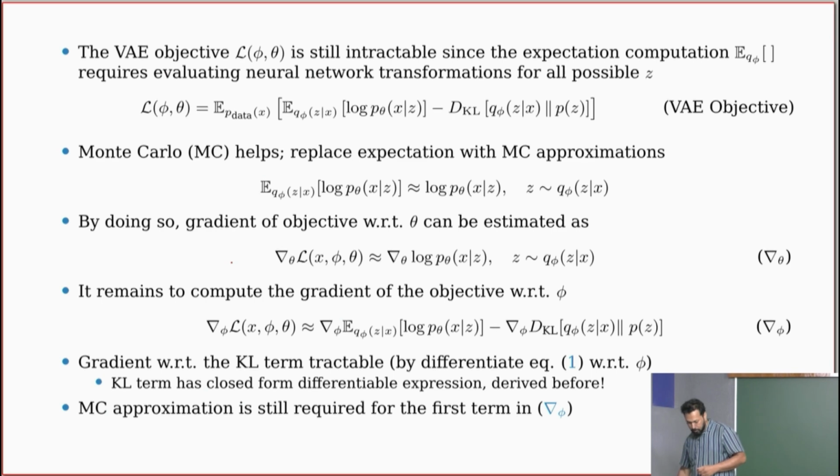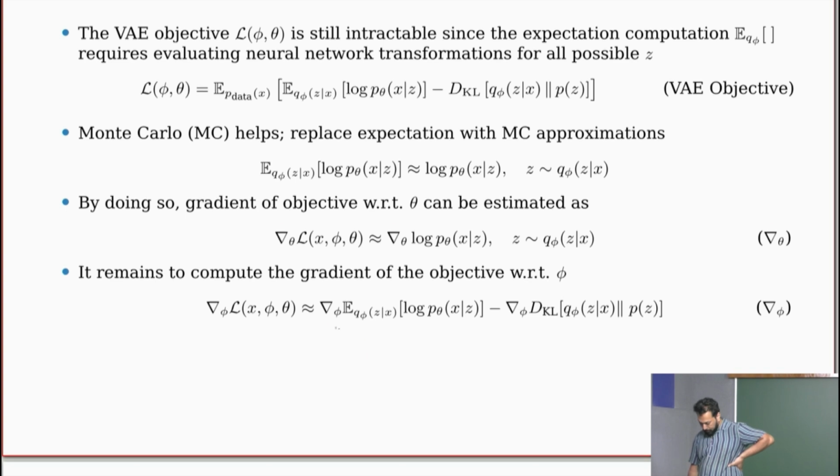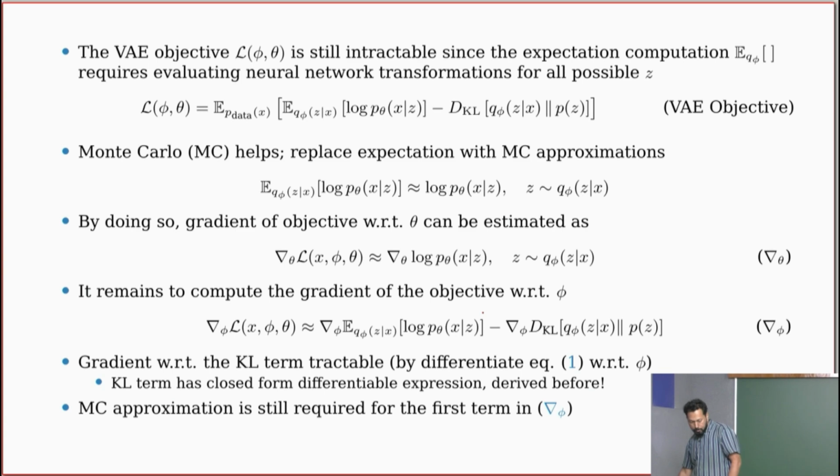Grad phi is also there in the first term. So this is our grad theta, and now it remains to compute the gradient of the objective with respect to phi. For the second term I won't be worried, as I said, because it has an explicit form. But for the first term, Monte Carlo estimates on samples will be useful when I have to do grad phi. Grad theta for the first term we dealt with via this, but grad phi is also involved in the first term, so there is still this thing remaining.